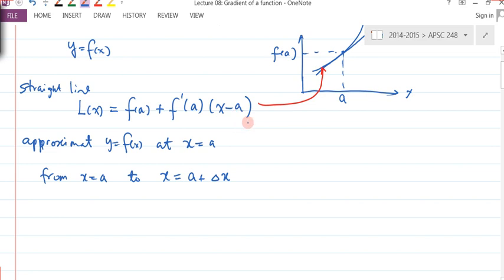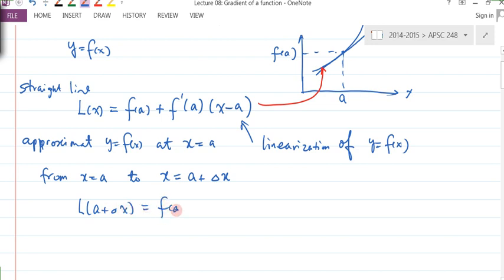By the way, this straight line is basically what's called linearization. This is a linearization of y equal to f of x. It's linearized because this is a straight line, a linear equation now, right? Now, let's do this. If x equal to a, vary that around this, so let x equal a plus delta x. Then we replace the x with a plus delta x. So you get L of a plus delta x equal to f of a plus f prime a, then x is replaced with a plus delta x. A plus delta x minus a, you end up with what? Delta x, right?